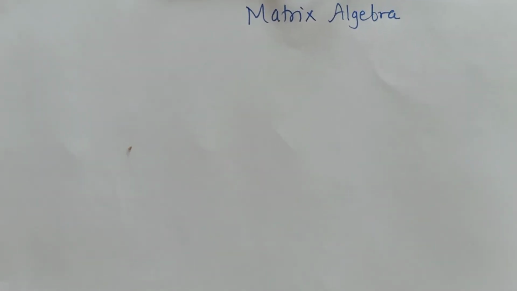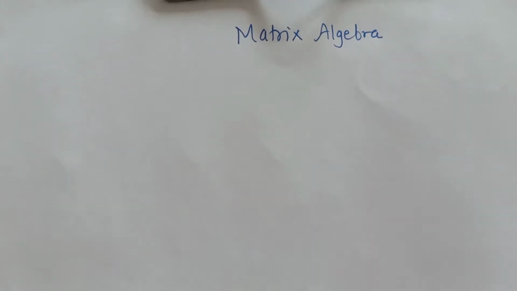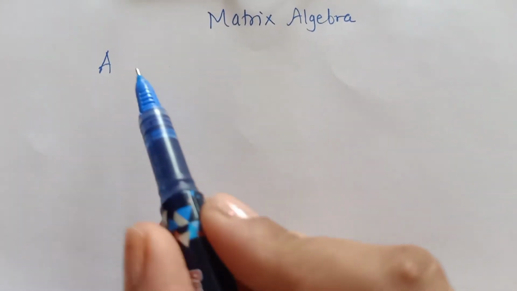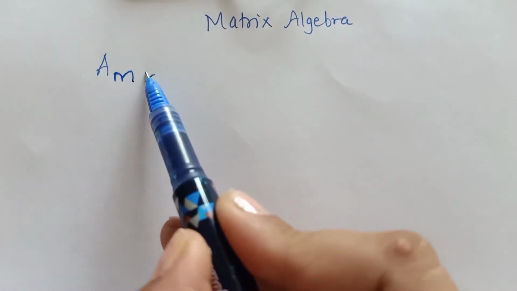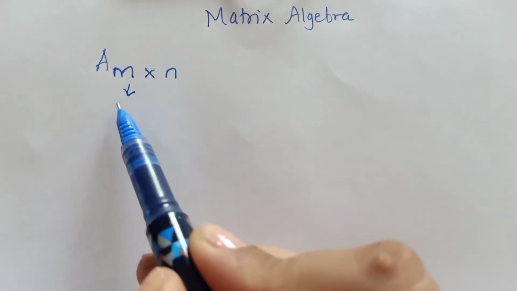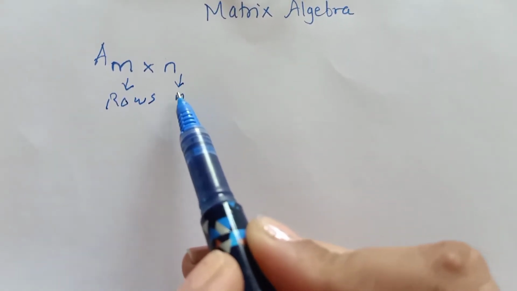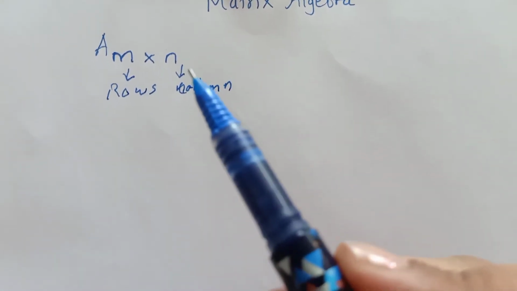I'm starting with matrix algebra. Before starting, I would like to recall some basic concepts about matrix. What is a matrix? It is an array of any elements or numbers or anything in some rows and columns, and we always represent matrix like this, where m will represent the number of rows and n will represent the number of columns. So this thing m cross n is called order of the matrix.